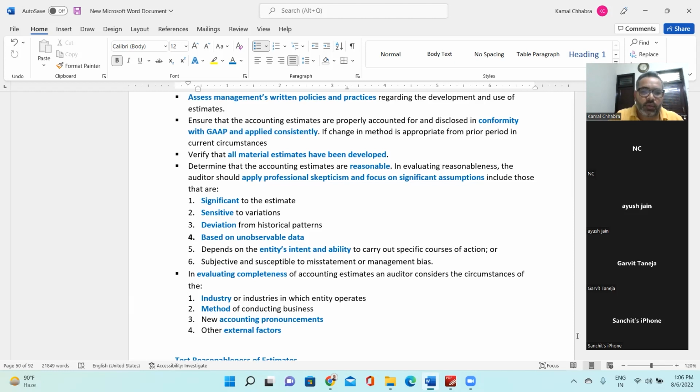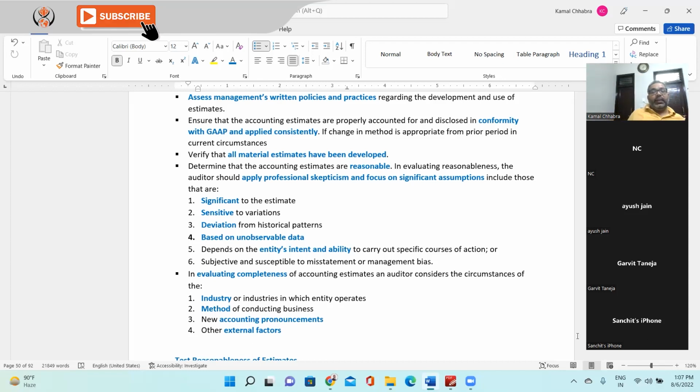Fourth is based on unobservable data. If there is any estimation taken based on unobservable data, then you need to disclose that. Fifth is dependence on the entity's intent and ability to carry out a specific course of action. And lastly, the subjectivity and susceptibility to misstatement or management bias. These are all things you need to keep in mind, and you need to apply professional skepticism when you are testing those areas in the accounting estimate.